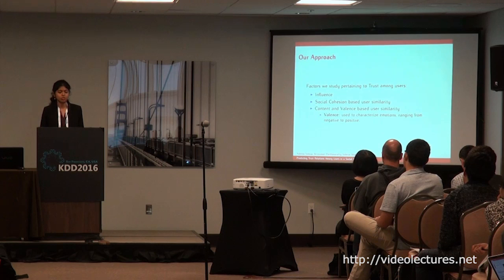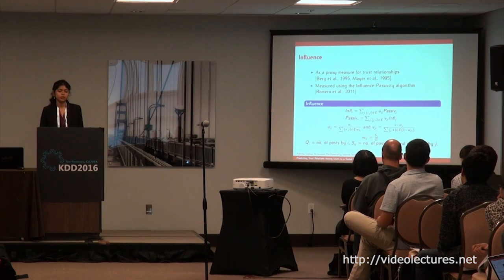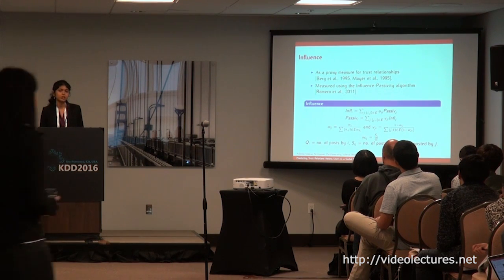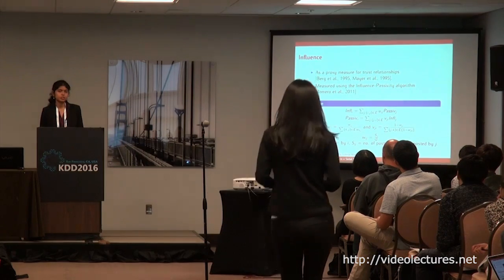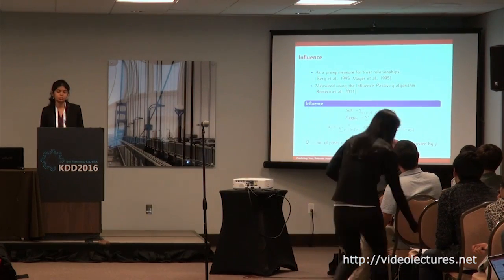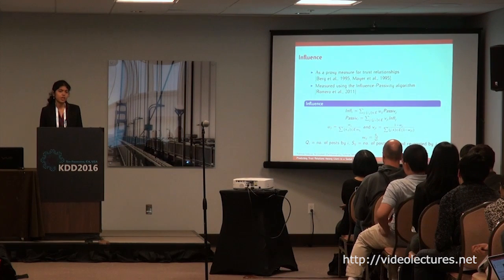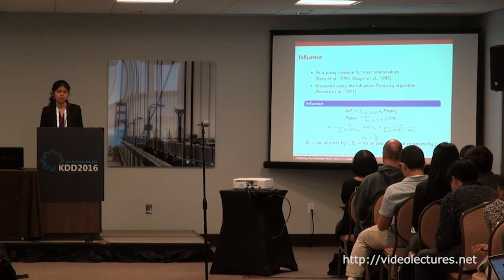By negative valence, we would mean emotions such as anger or fear, and by positive valence, we would mean emotions such as joy. In the previous talk by Professor Tang, we heard about various aspects of influence. Over here, we use influence as a proxy to measure relationships of trust among users. The idea behind that is, if a user A is able to influence another user B, then it's highly likely that the user B trusts the user A.